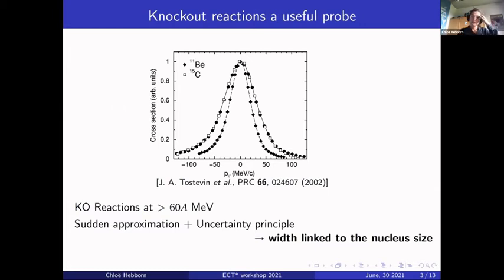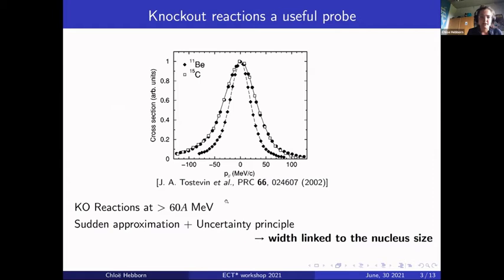So knockout reactions can give you a lot of information. I'm just going to illustrate one piece of information that you can get just by looking at a knockout observable. Here you have the typical knockout observable, which is the momentum distribution of the core after the one neutron knockout. The black squares correspond to the distribution of beryllium-10 after the one neutron knockout on beryllium-11. And the white squares correspond to the momentum distribution of carbon-14 after the one neutron knockout on carbon-15.